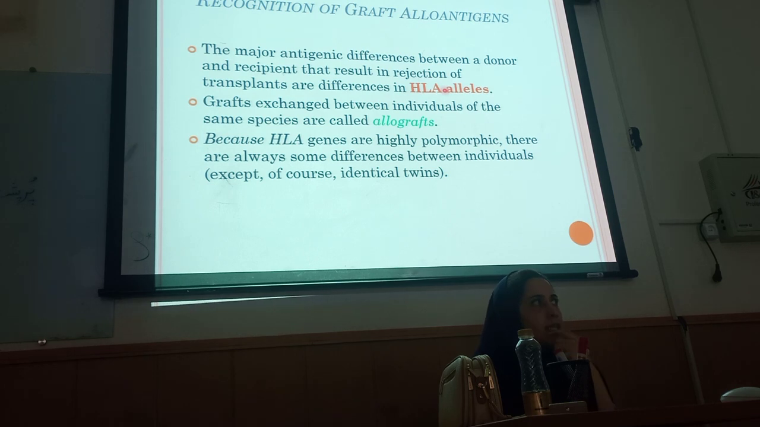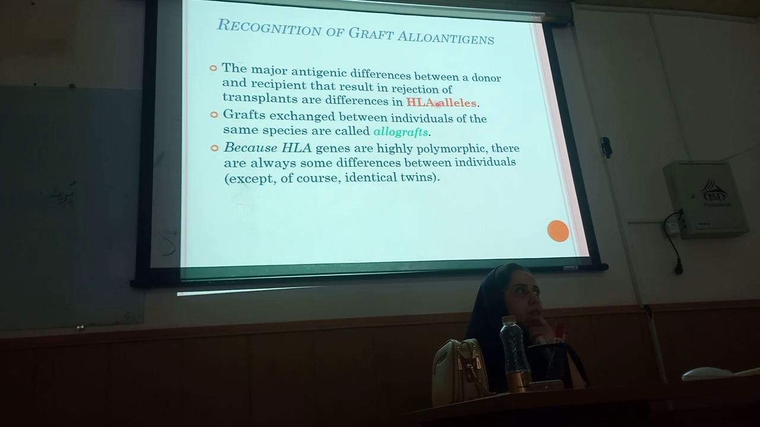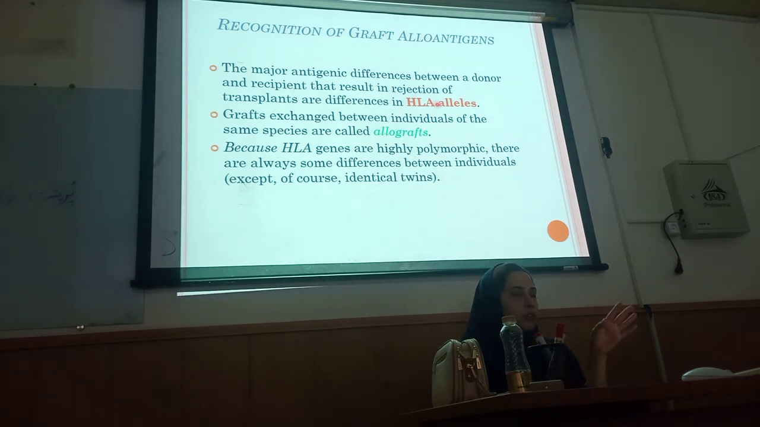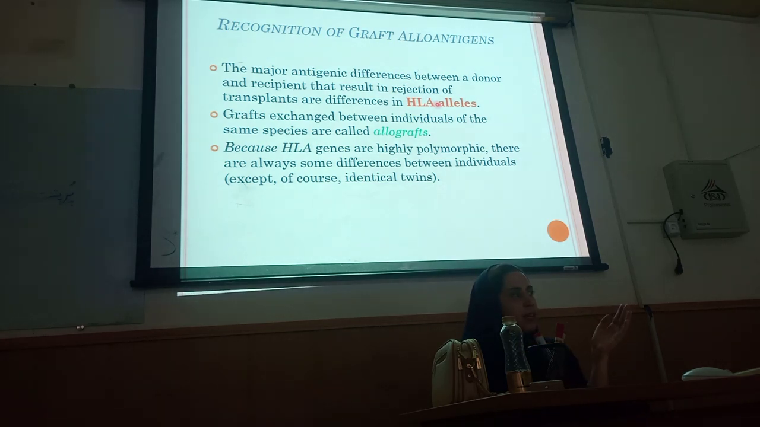So, as we said, the major antigenic differences between donor and recipient are differences in HLA alleles. We call all grafts which are exchanged between individuals of the same species allografts. So when we say allograft, we mean that the graft is between individuals of the same species.